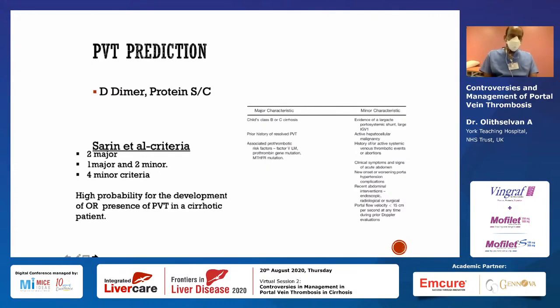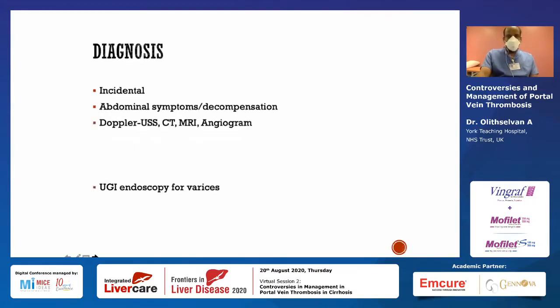In earlier studies, there were some links to D-dimer, protein C, protein S, but not really proven and not really shown in any major studies. Sarin and Patrick Ahmed, with the French group, came up with some criteria. If you have two major criteria, or one major and two minor, or four minor criteria, then you have a high probability of developing thrombus, or a high probability of a PVT presenting in a cirrhotic patient. This again, I have to say, has not really been shown in any prospective study. So more information is needed on this before we can use it in clinical practice.